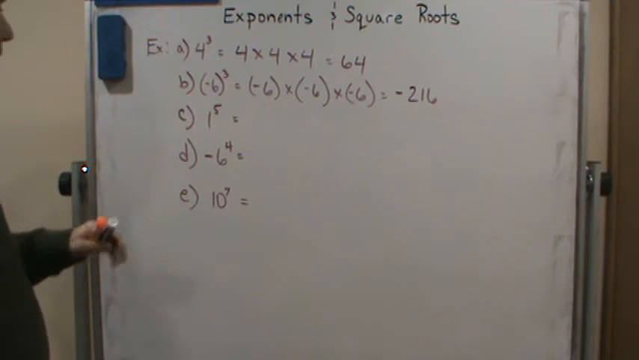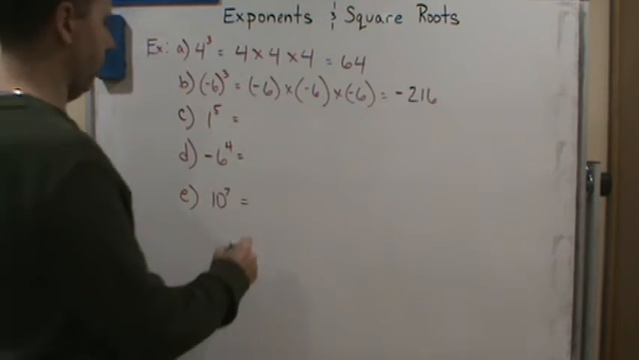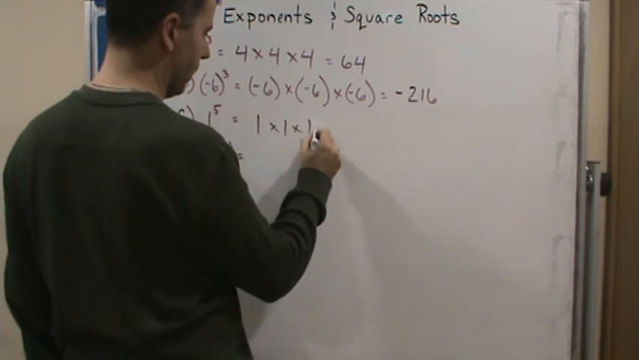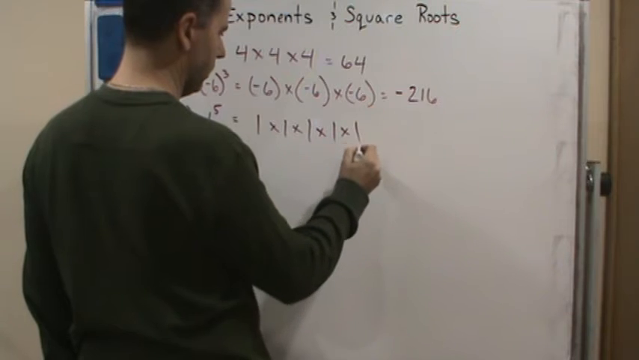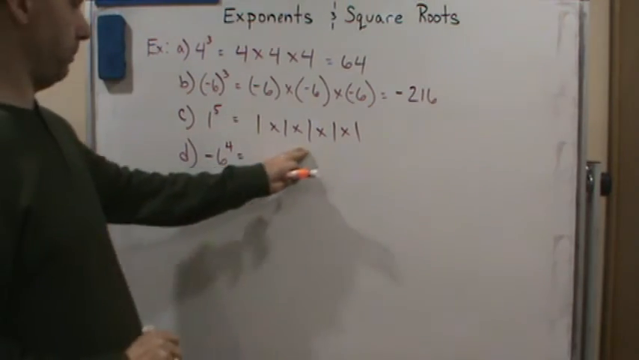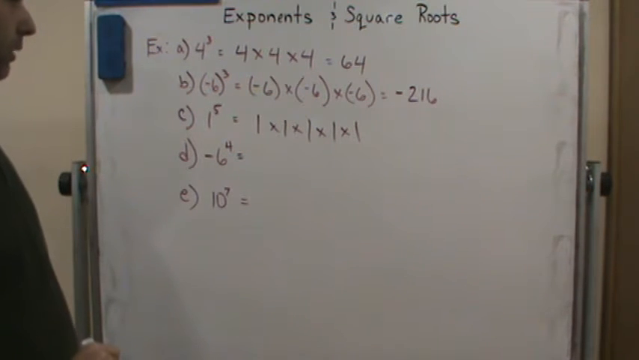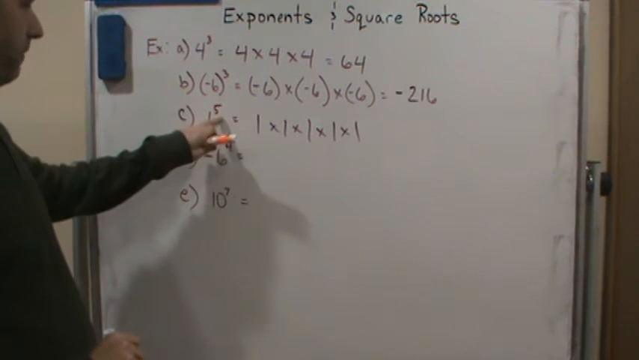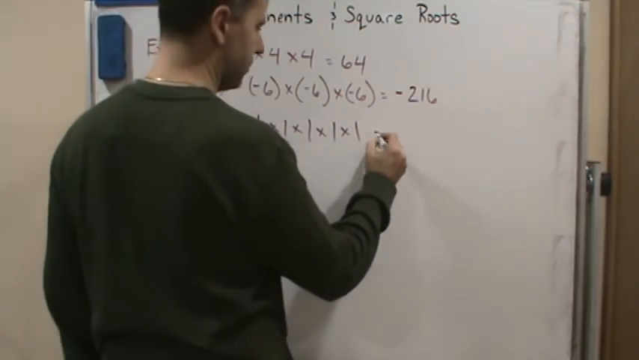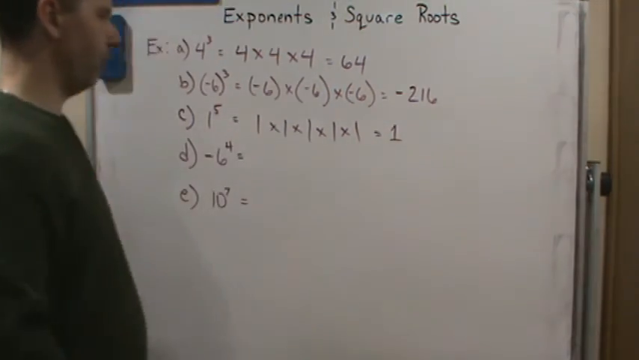Okay, now, 1 to the 5th. Well, that just means 1 times 1 times 1 times 1 times 1. Right? So 1 multiplied by itself 5 times. So 1 is the base, 5 is the exponent. This is what it means. And of course, this is just 1. Right?